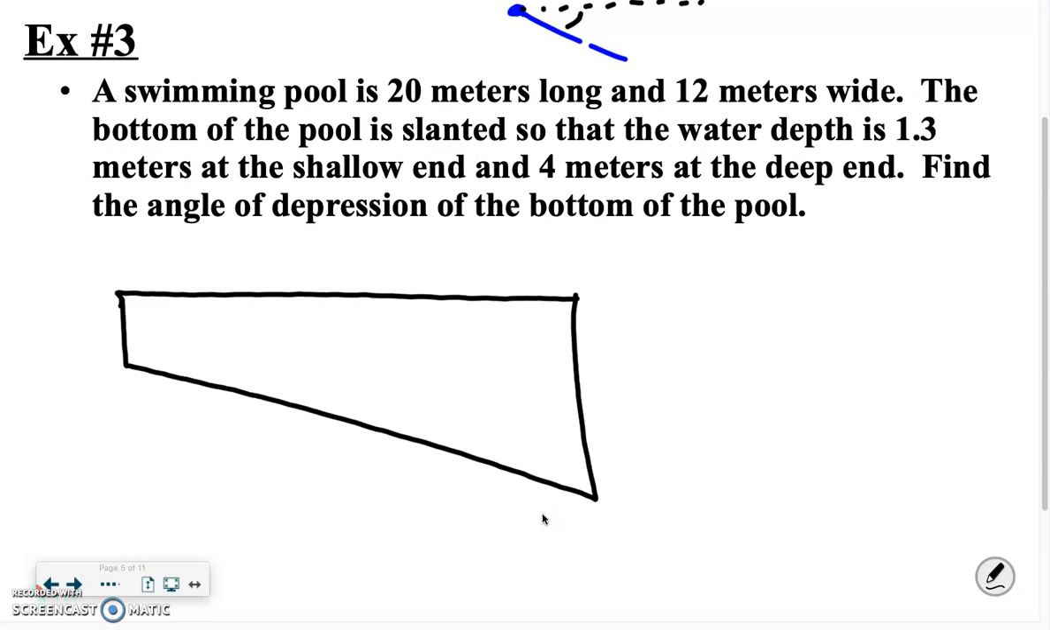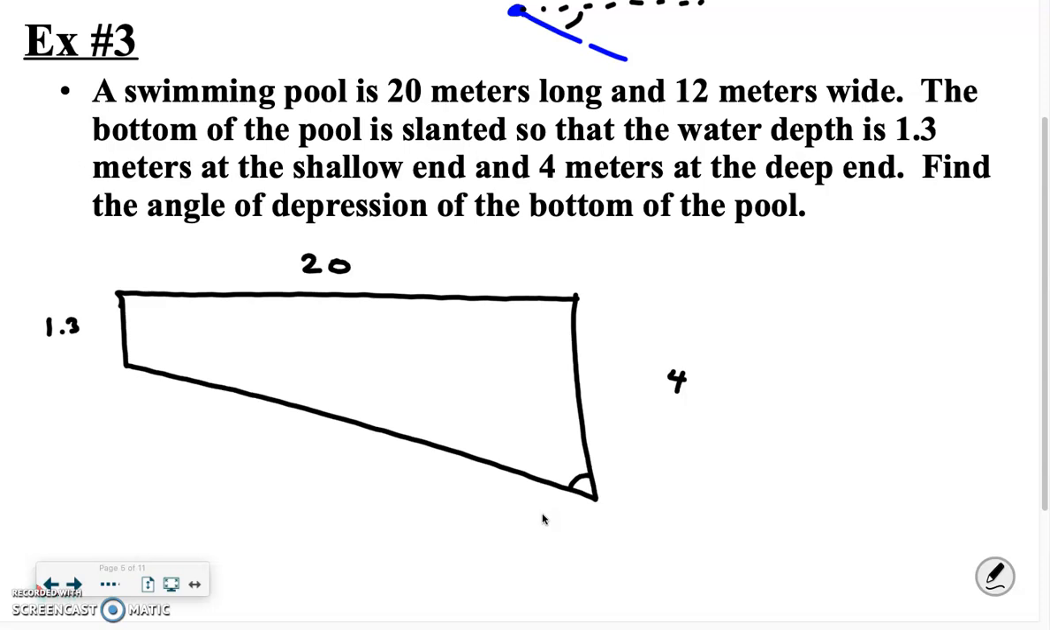All right, so back to this. We are told that the swimming pool is 20 meters long. It's 12 meters wide. Do we care about that? Not at all. We're also told that the shallow end is 1.3 meters and the deep end is 4 meters. Okay, so we're trying to figure out the angle of depression. So we just sketched this up. Is this going to be my angle of depression right here? It is not. How do I know that that is not the angle of depression?